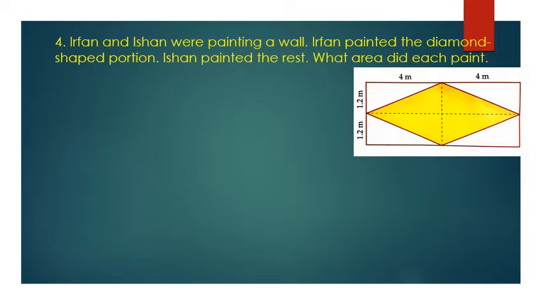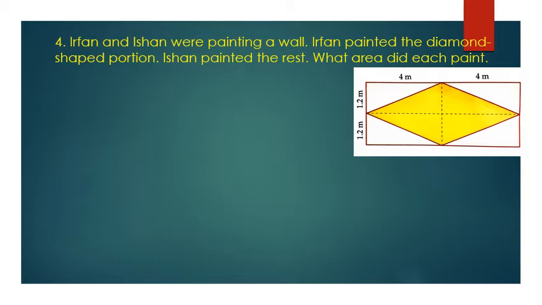Children, in the picture you can see that there is a wall which is rectangle in shape, and the diamond-shaped area which is colored with yellow color, that area is painted by Irfan, and the rest of the area inside the rectangular wall is painted by Ishan. So let us find out the area painted by each of them.